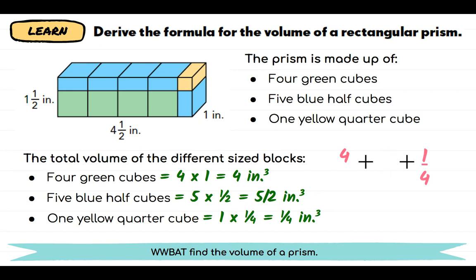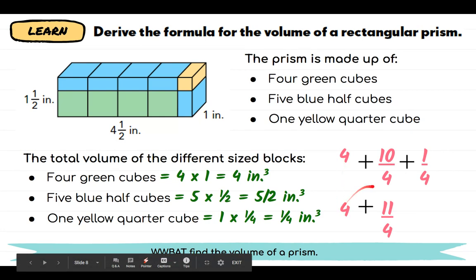Now 5 halves, because I cannot add numbers with different denominators, I have to turn it into a fraction with the same denominator as 1/4. So I can multiply both numbers by 2. So 5 times 2 would give me 10. 2 times 2 would give me 4. So now that I have 10/4, I have the same denominator, which means I can add or subtract those fractions. Now 10/4 plus 1/4 equals 11/4.